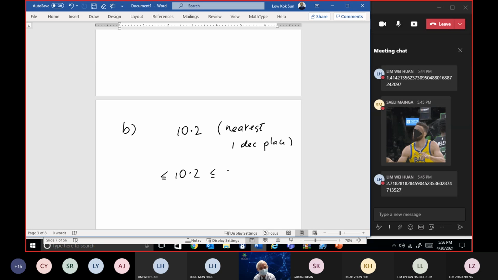Can I ask you what should be the upper bound? 10.25. Very good. And here, 10.15. It cannot be lower than this because you already rounded to the nearest one decimal. So we know the bottom line is 10.15. It cannot be lower than that, and it can't be higher than 10.25. So this is called accuracy. Accuracy is expressed within an upper bound and lower bound. So this is the answer.